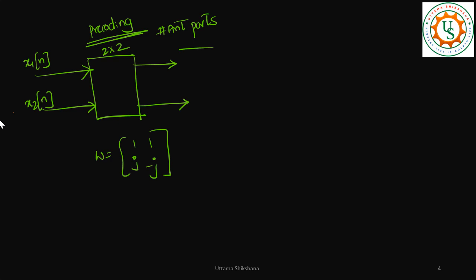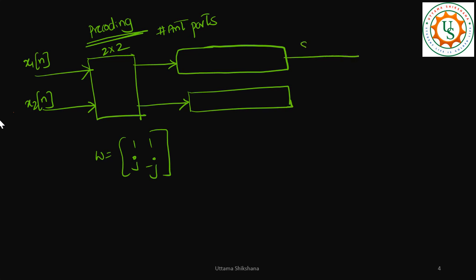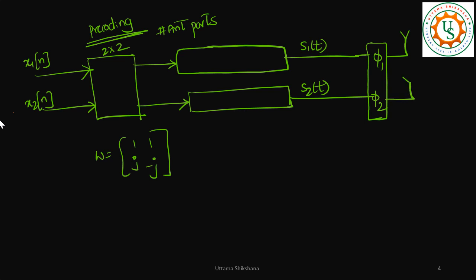Now I will write this black box. This entire thing has some signal processing blocks including the RF chain. Then I'm going to get here S1 of t and S2 of t. Then optionally, whether we want the analog phase shifters or not, this is optional. Then it goes to the antennas, the physical antennas.